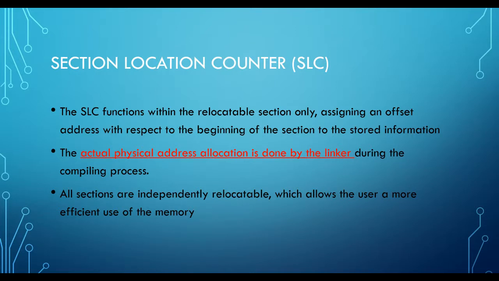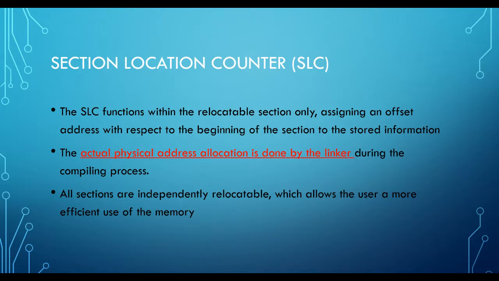So easier said than done. We want to have an automatic system. How is it done? You make use of this system called section location counter. You have a section location counter for each part of the sections. Okay, the actual physical address allocated is done by the linker. So this is how the mechanism works. The linker assigns the physical address.